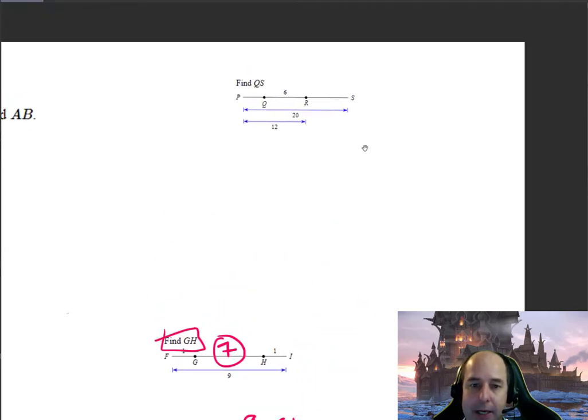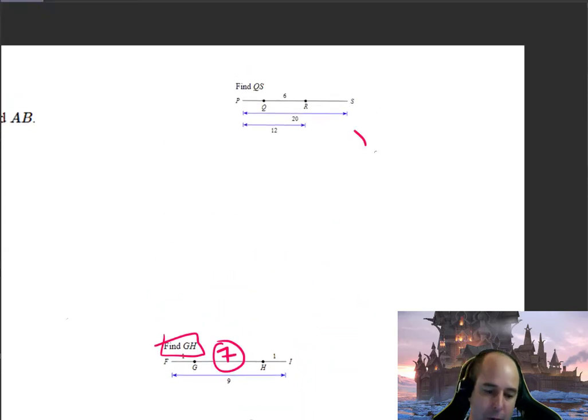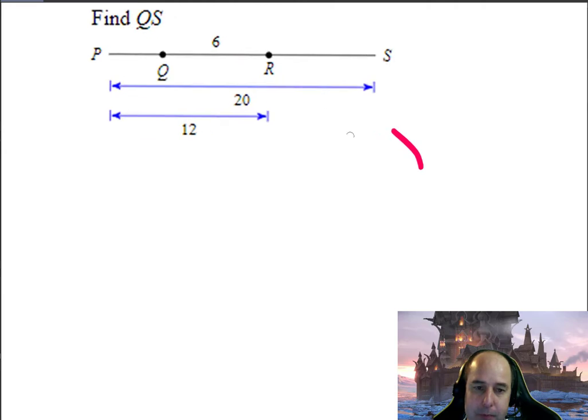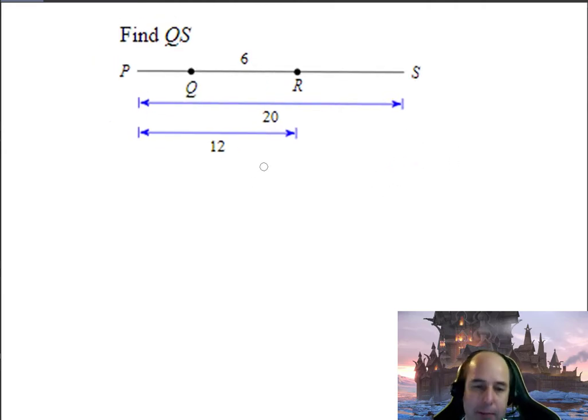Let's go ahead and look at another one. This one's slightly more complex, but still not very difficult. You have the total distance being 20. They want us to find QS, the distance from here to here. I see that the distance from here to here is 6, so I'm part of the way there. I just need to recognize what this other distance is.